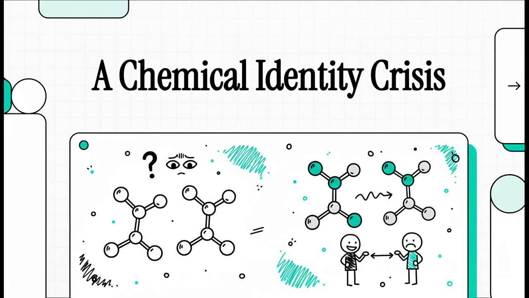You ever see a case of mistaken identity? Well, in the world of chemistry, it happens literally all the time. You can have molecules that share the exact same list of ingredients, but they act like complete strangers to each other. So today, we're going to dive into this chemical identity crisis and figure out what's really going on.